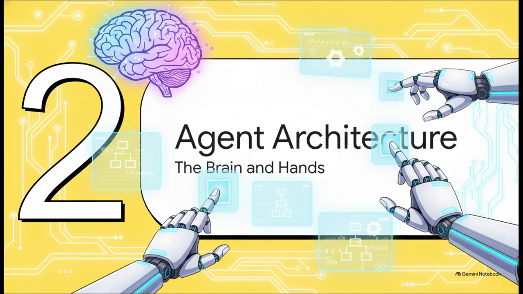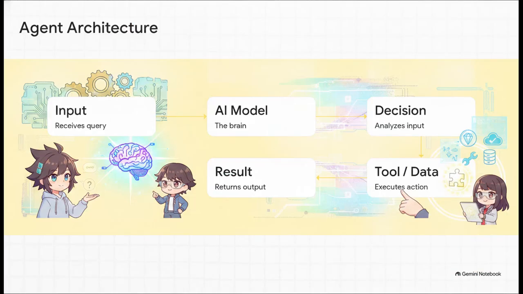Okay, moving right along to Section 2, Basic Agent Architecture. Let's look at the brain and the hands of this thing. The crucial point here is this super elegant 5-step architecture that powers everything. It starts with an input, like say a question from you or a customer. Then it hits the AI model, which is the brain.